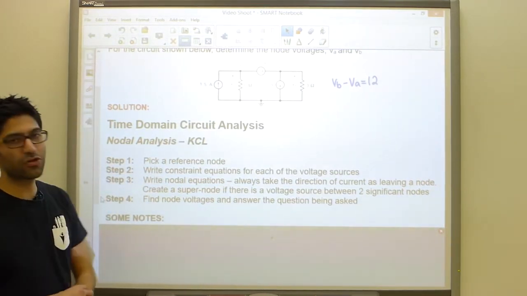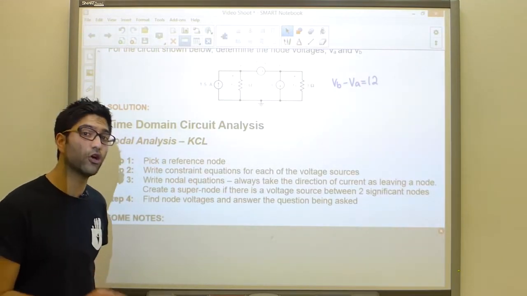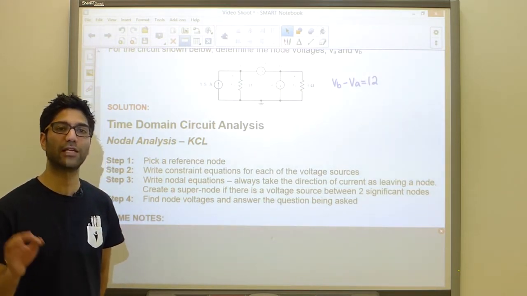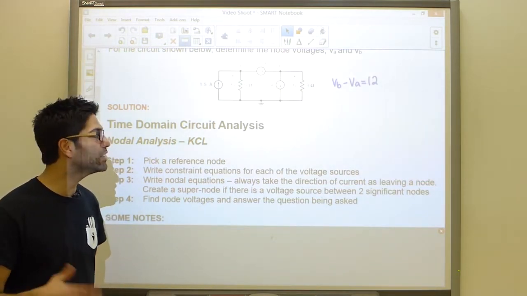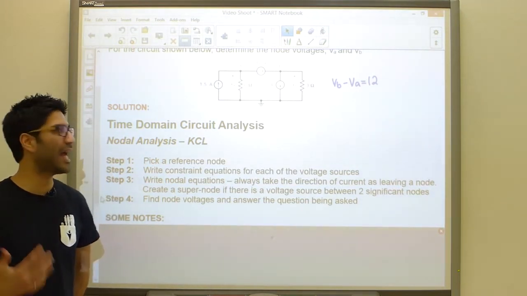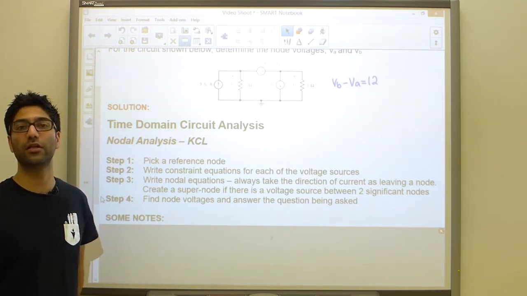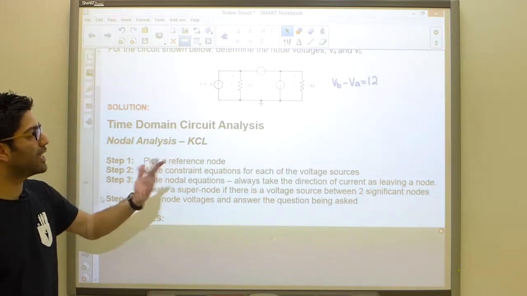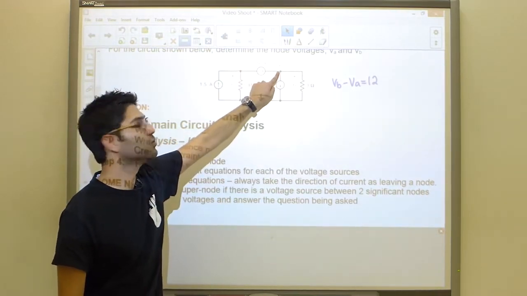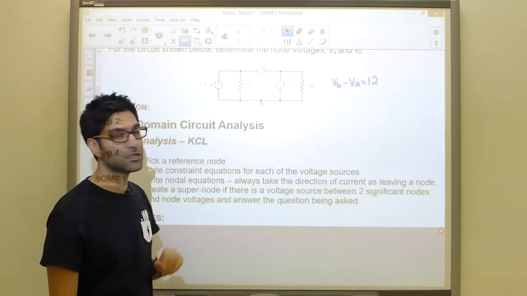At this stage, you should realize that it's a good idea to create a supernode if there's a voltage source between two significant nodes. Even though this sounds like an intimidating thing, the supernode technique actually exists to make your life easier. We realize here that there's a voltage source between two nodes whose voltages are both unknown. And so we're going to solve this problem using a supernode.